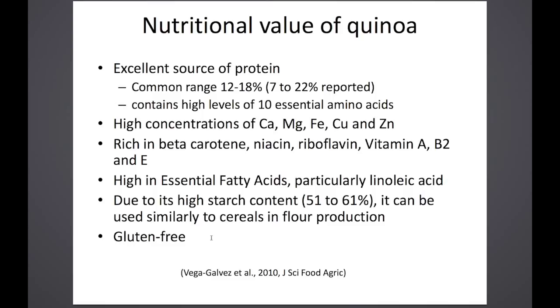So back to the nutritional value. It's an excellent source of protein. The most common range is 12 to 18%. 16% is about average. We've seen anywhere from 7 to 22% reported in the literature. But it's really the balance of the amino acids, the 10 essential amino acids within quinoa seeds, that make it a complete protein and really make it a valuable source of protein for humans.